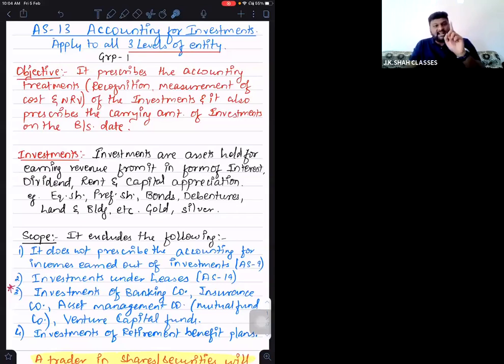Right? So that treatment I'll be teaching you in AS19. So AS13 is not applicable on it. Whenever you are investing for leasing it, you will be accounting it as per AS19.